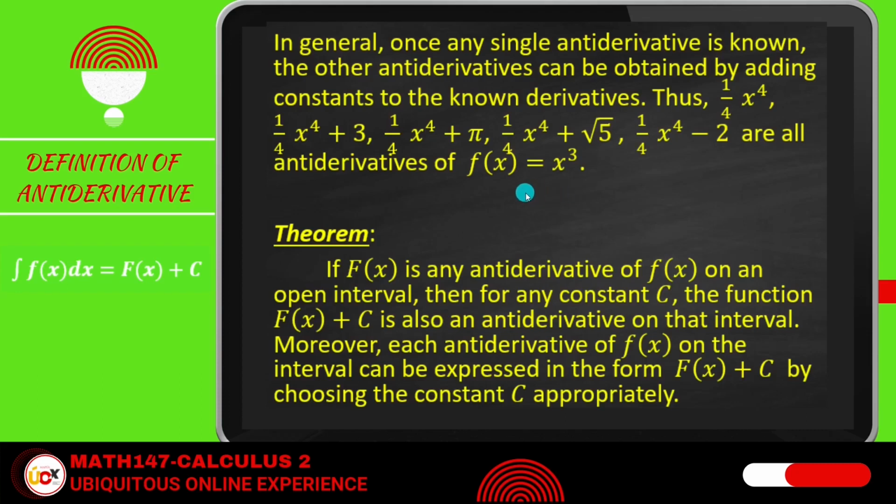According to this theorem, if the function big F of x is an antiderivative of the function small f of x on an open interval, then for any constant c, the function big F of x plus c is also an antiderivative on that interval. Moreover, each antiderivative of small f of x on the interval can be expressed in the form of big F of x plus c by choosing the constant c appropriately.